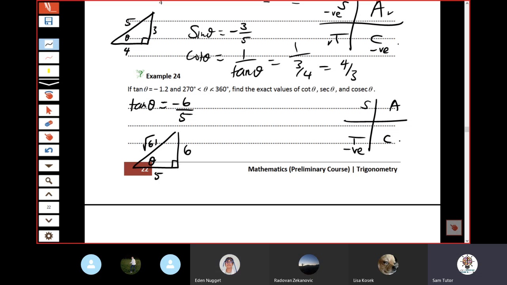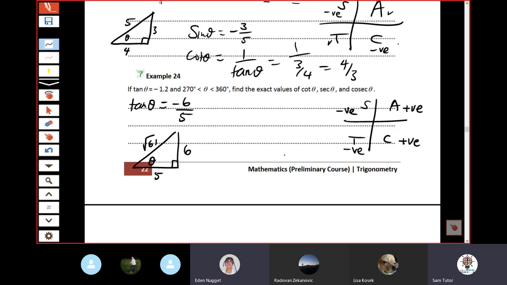It's saying that the angle must be between 270 and 360. So where's that? C. In C, which means cos is positive here. So therefore this is also going to be positive, which means this guy's going to be negative. Does that make sense?